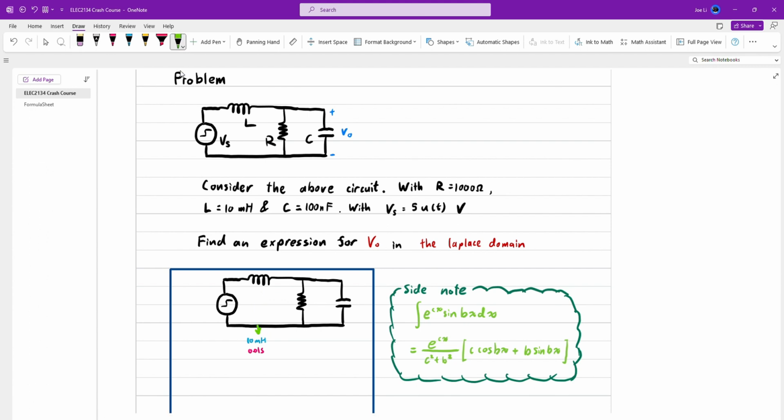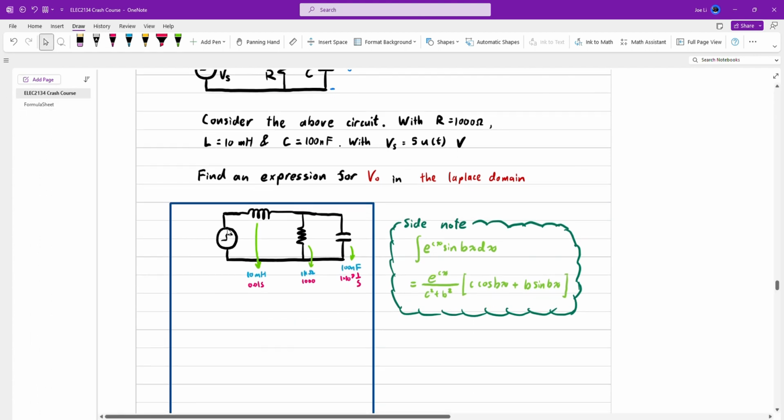Now the resistor has a resistance of 1k ohms. In the Laplace domain, the resistance should not change. It's still 1000 without any s. And the capacitance in the time domain is 100 nanofarad. And in the frequency domain, you use 1 over Cs, you get 1 times 10 to the 7 times 1 on s.